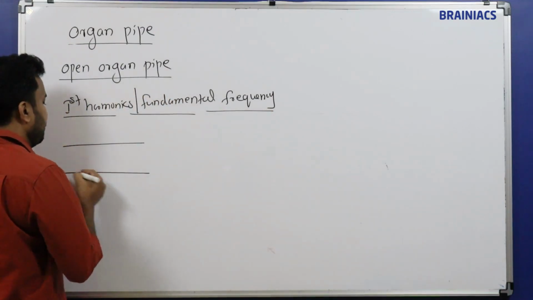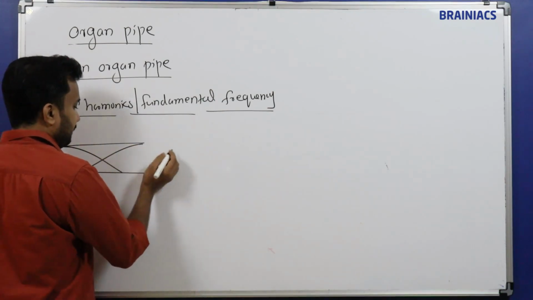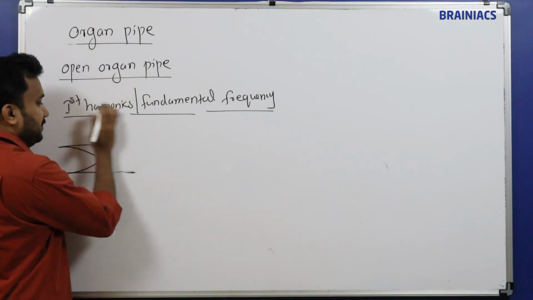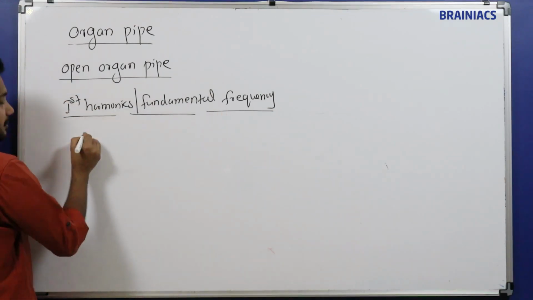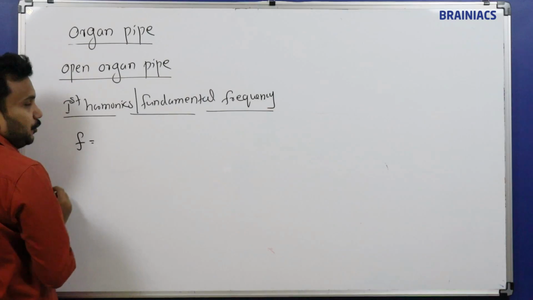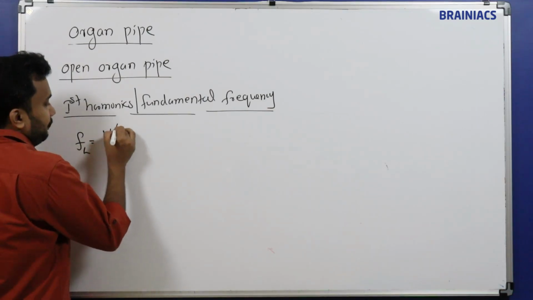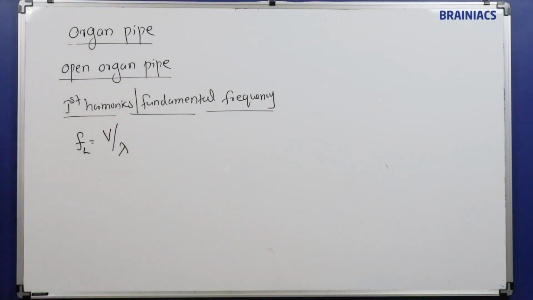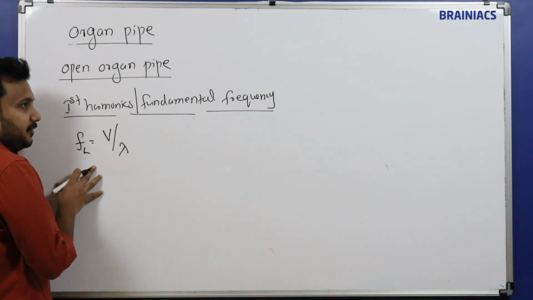In an open organ pipe, antinodes form at the sides. Let's put it another way. Before going to the diagram, let's write the frequency. We depict the fundamental frequency f equals v by lambda. We know velocity is equal to frequency into lambda. From the first harmonic we are going to find out the frequency.